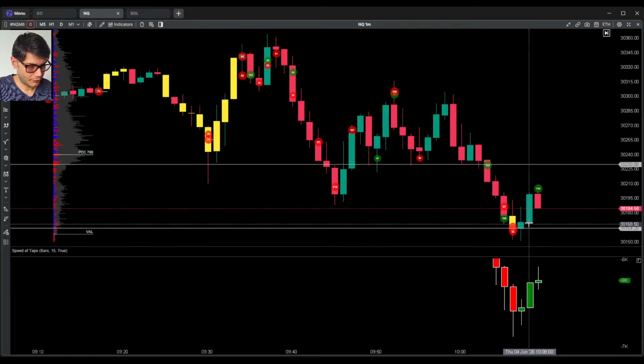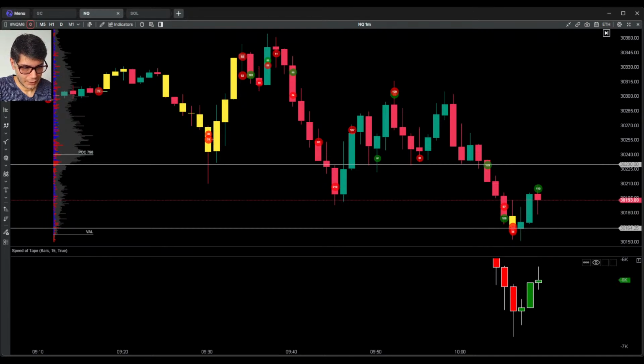All right, we have another bullish candle. Let's see how it's going to play out.